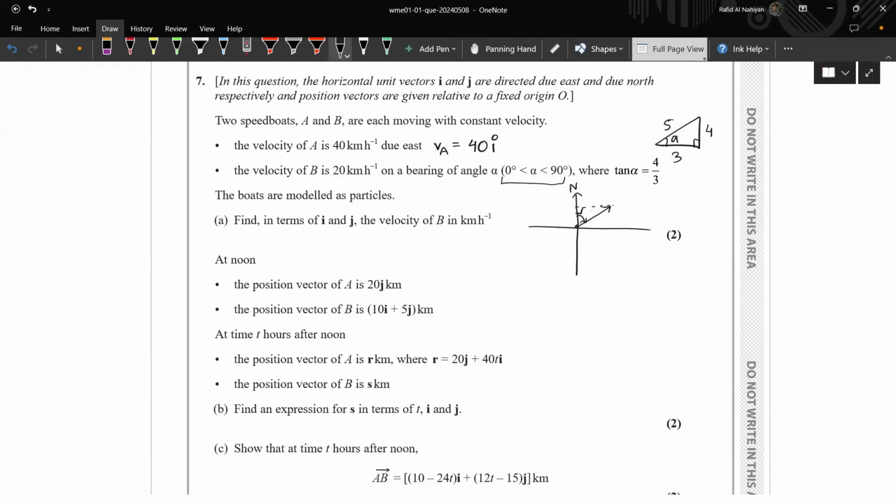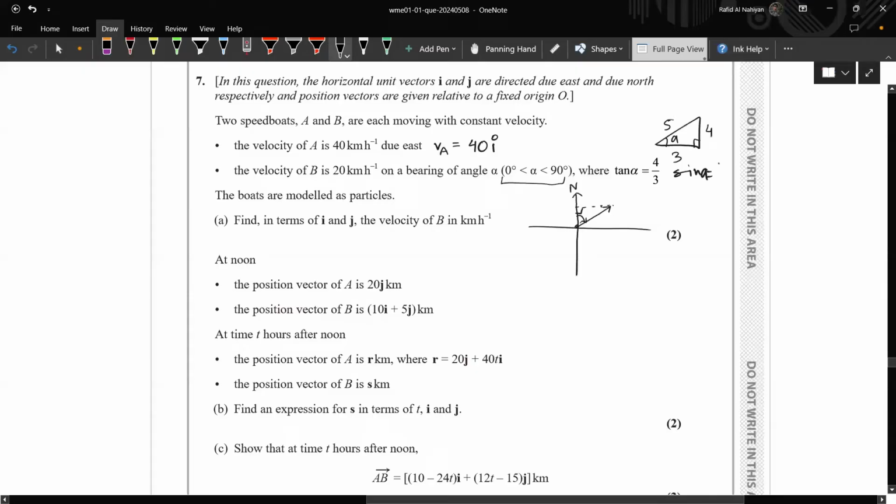Now, I can find out sine alpha. Sine alpha is going to be 4/5, that is opposite divided by hypotenuse, and cos alpha is 3/5, adjacent by hypotenuse. We've got these values. These are important values. Let me tell you why. It's going to help me in writing the velocity of B in vector form.